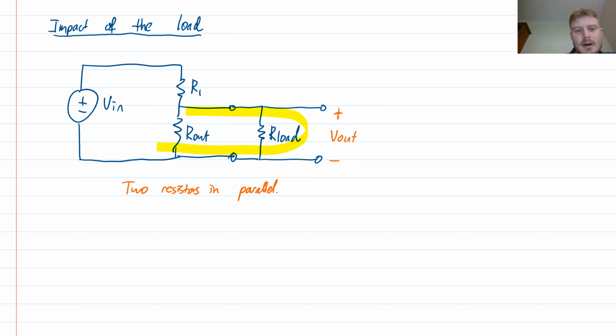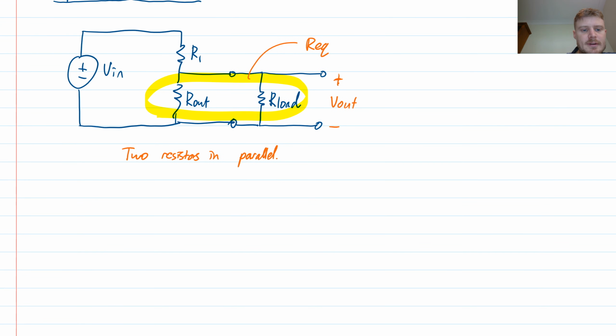So I can combine this into an R equivalent. And the R equivalent for this, because there's two of them, I can use that special case, which is the product divided by the sum. So that's R out times R load, divided by R out plus R load.